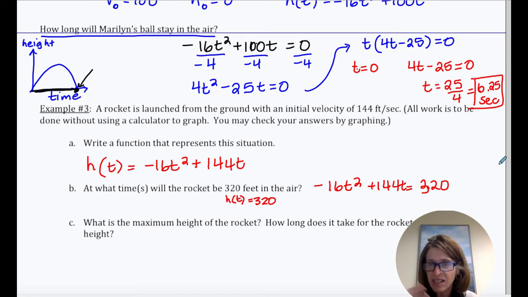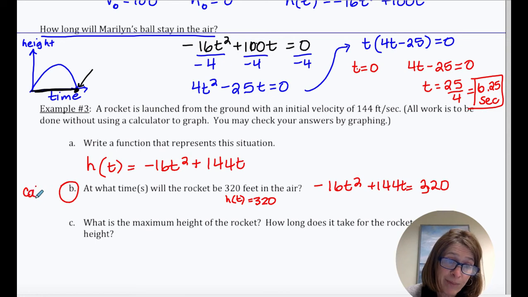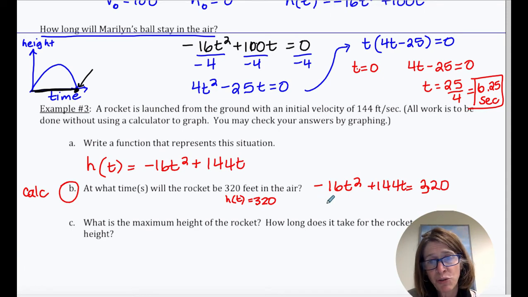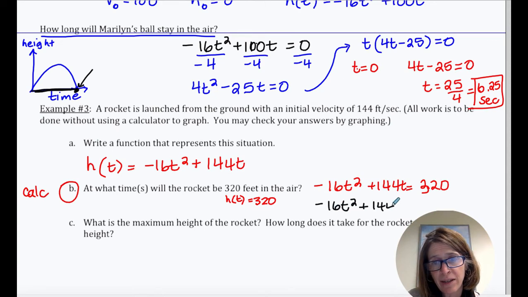Now, looking at this one, this is an ugly equation, right? So I'm going to try and simplify, and this might be a really good one to try with your calculator. Okay, so if I was going to use my calculator, I would first want to get it into standard form by subtracting: negative 16t squared plus 144t minus 320 equals 0. So now I have a quadratic equation, and I'm going to ask you to get your calculator and try to solve for t. Press pause, and I'm going to go over it, just to make sure everyone's got this clear, okay?